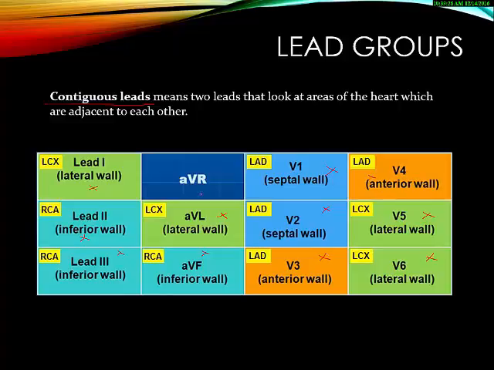All right. So AVR is kind of a goof lead. We'll talk about that later. It doesn't really look at anything specifically, but the rest of these leads are attached. So if we see problems in 2 or more contiguous leads, that is when we're going to be concerned.